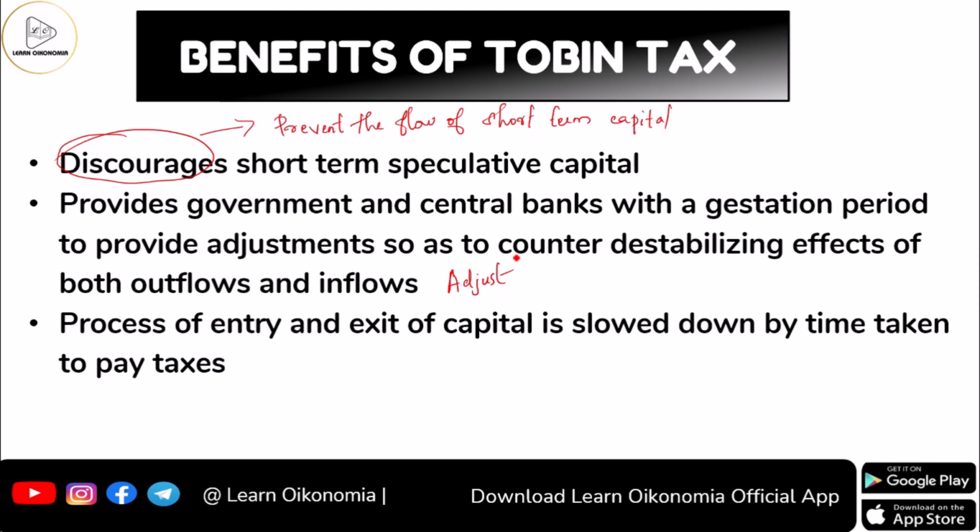And also we could see that the process of entry and exit of capital definitely gets slowed down as a result of the time taken to pay the tax, which is another important benefit given by the Tobin tax.